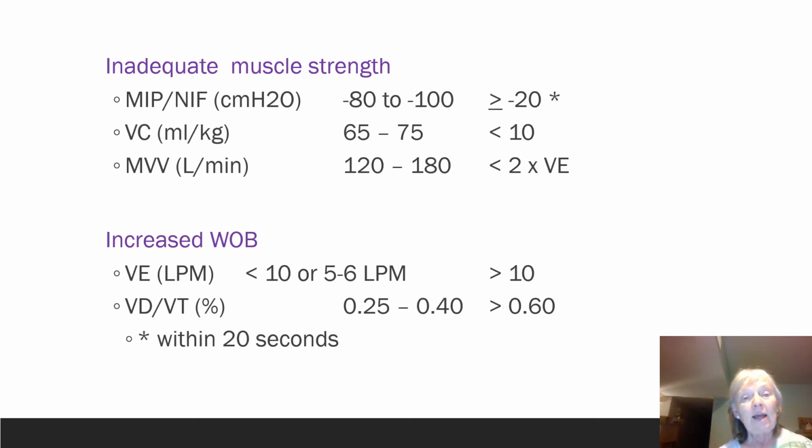And again, inadequate muscle strength, we look at the vital capacity, same value, 65 to 75 mLs per kilo. Anything less than 10 mLs per kilo is an indicator for support. MVV, if you can see, it's liters per minute. Normal's 120 to 180. Anything less than 2 times the minute ventilation is an indicator for support.